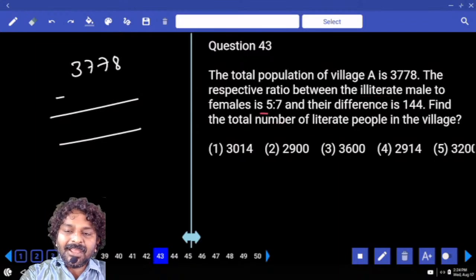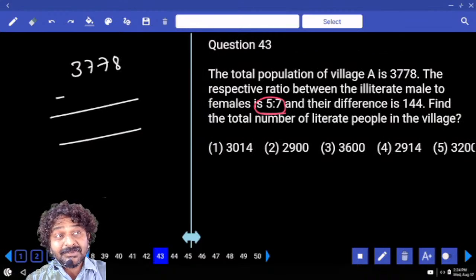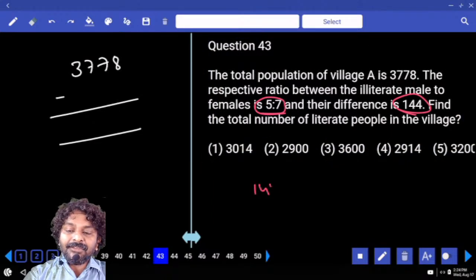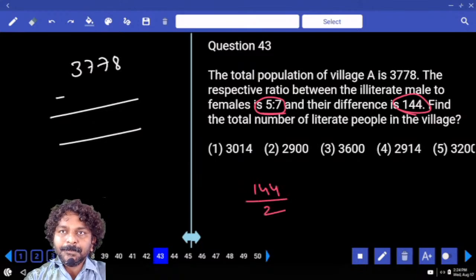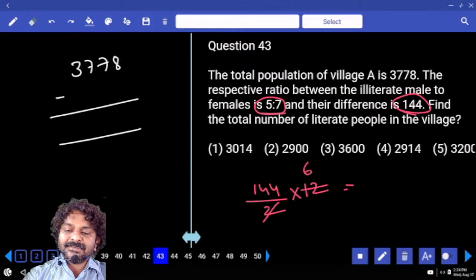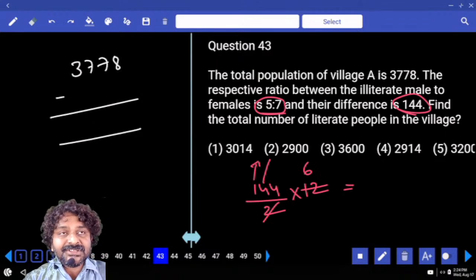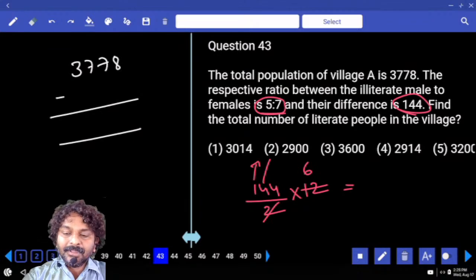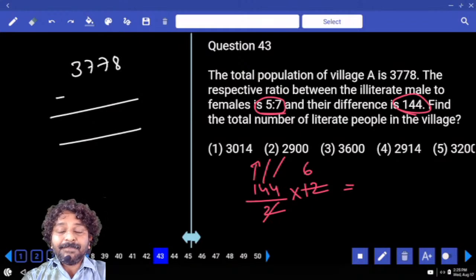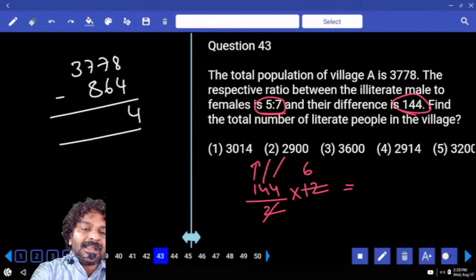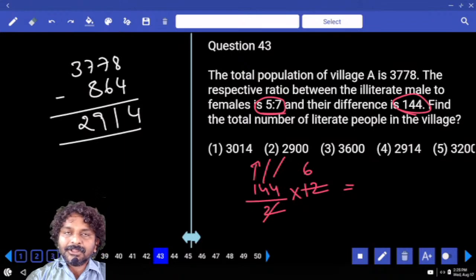Illiterate ratio male to female is given as 5:7, where the difference is mentioned as 144. That is equal to 2 parts, then 1 part is 144 by 2, and total is 12 parts, that is into 12, correct? 2 6 times, 144 6 times, 100 into 6, 40 into 6, 240. So far total 4 into 6, 840 plus 24, 864, and we need to subtract this from the total. The answer must end with 1 4. Multiple options are there. 2914. Fourth option.